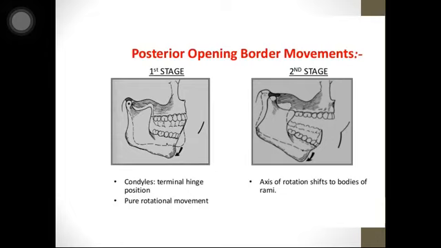So here you can see that in the initial first 15 to 20 millimeters, this rotation axis is stable or constant and the mandible only rotates. But after that, the condyle traverses along the glenoid fossa, and its axis of rotation shifts to the body of the rami. Then the axis of rotation will be somewhere like here, somewhere here. But during the initial 15 to 20 millimeters, the axis of rotation will be in the condyles.